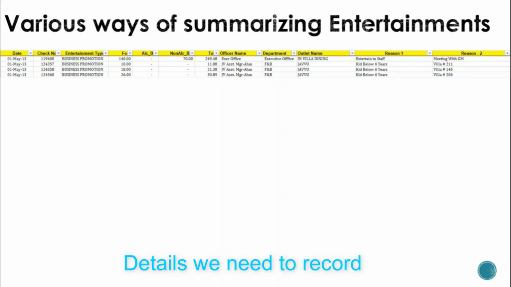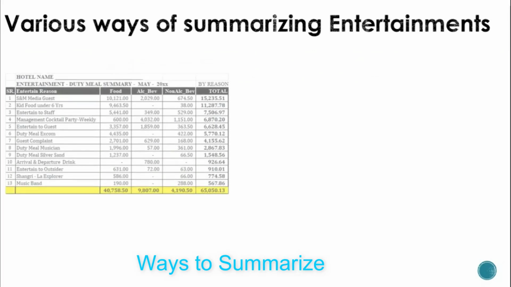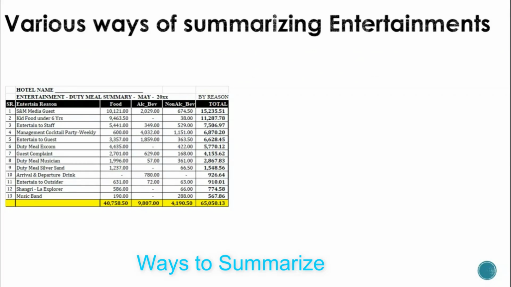And then you can record this data into the Excel first and then summarize. So summarizing can be done in many ways. You can summarize by the reason. So these are the reasons, right? These are the reasons why, how much entertainment has been given for what reason, right?